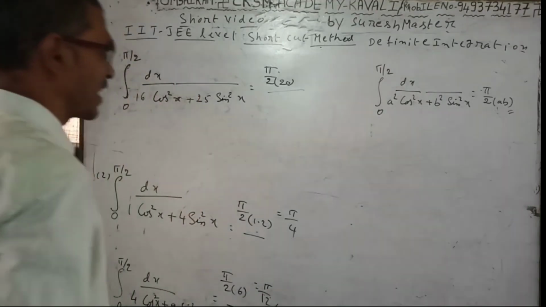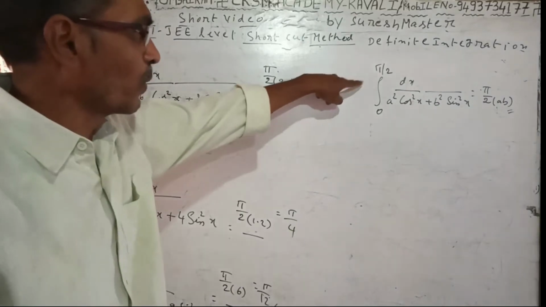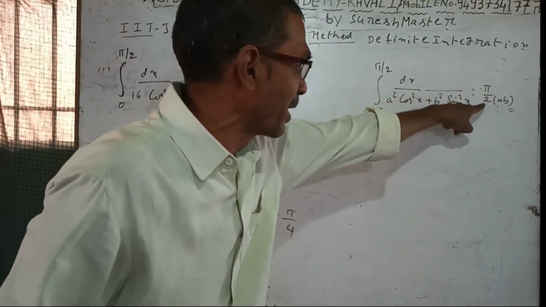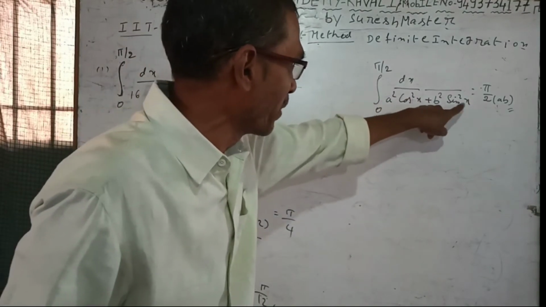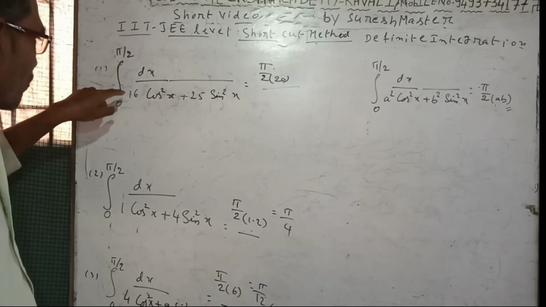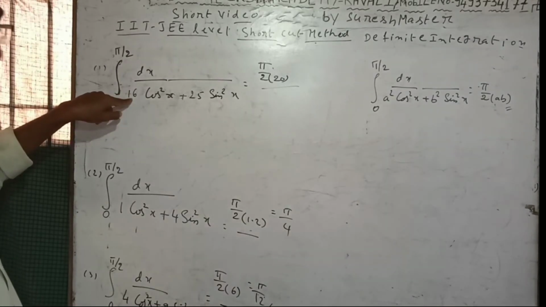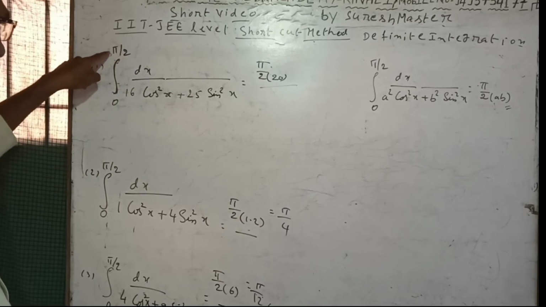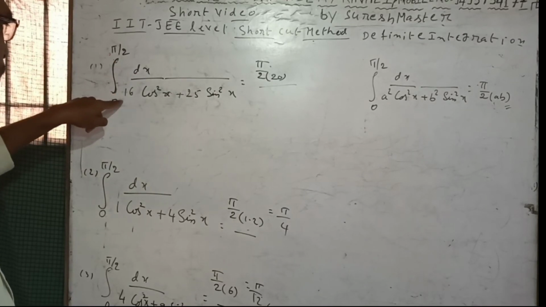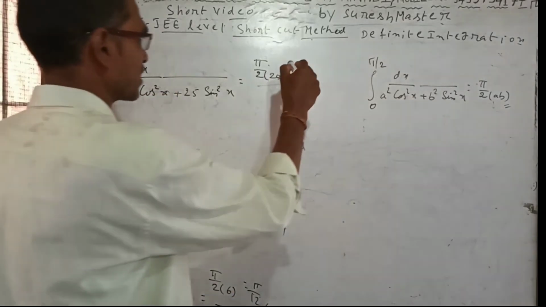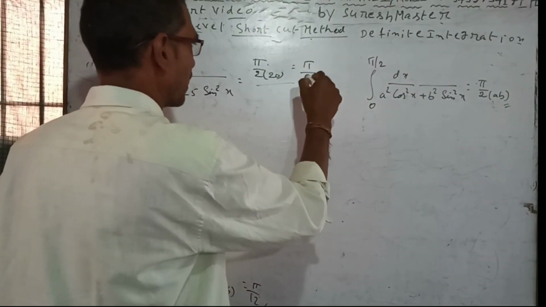So how to get this answer? The integral 0 to pi by 2 dx by (a square cos square x plus b square sin square x) equal to pi by 2 into a into b. Similarly, we continue in the same manner. 16 can be written as 4 square and 25 can be written as 5 square. So this integral value equals pi by 2 into 4 into 5. So this answer equals pi by 40.